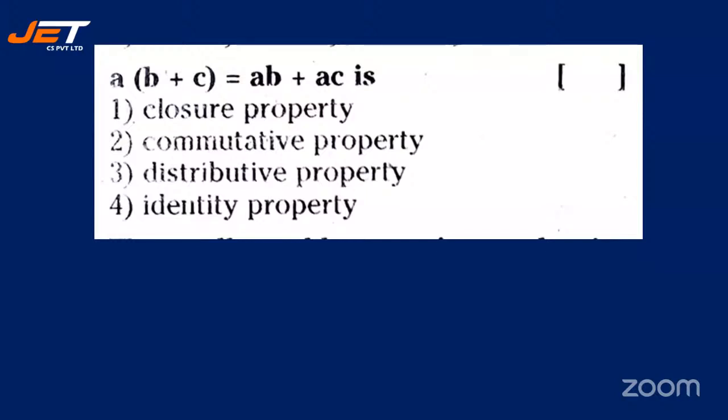A times (B plus C) is equal to AB plus AC is: closure property, commutative property, distributive property, additive property. It's a pretty simple one, students. Simple concept. A times (B plus C) is equal to AB plus AC is nothing but... I'll give you 5 more seconds. Hansika is right. Lingaya is right.